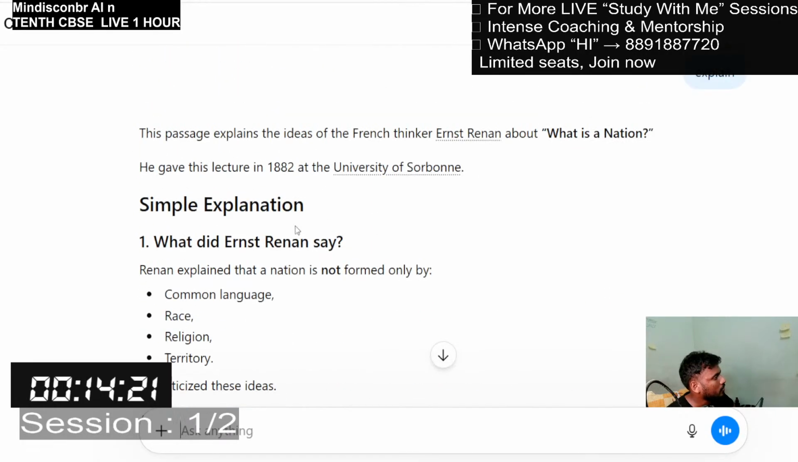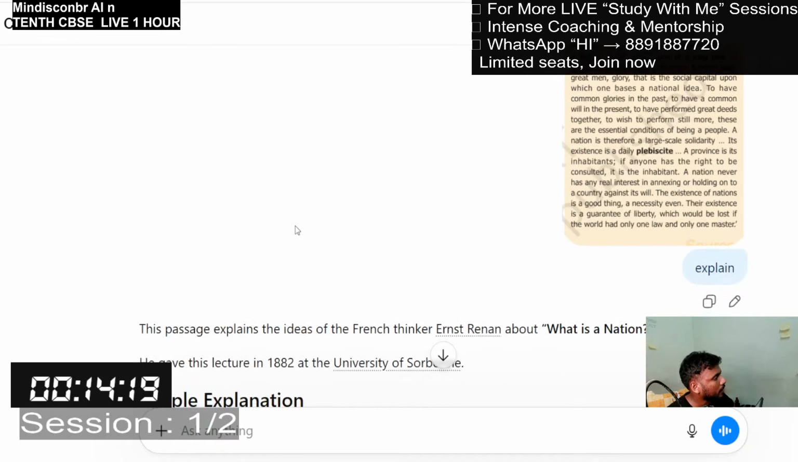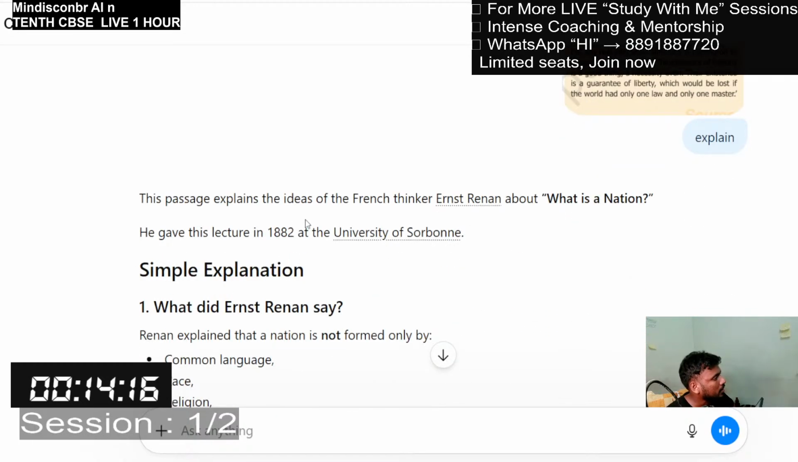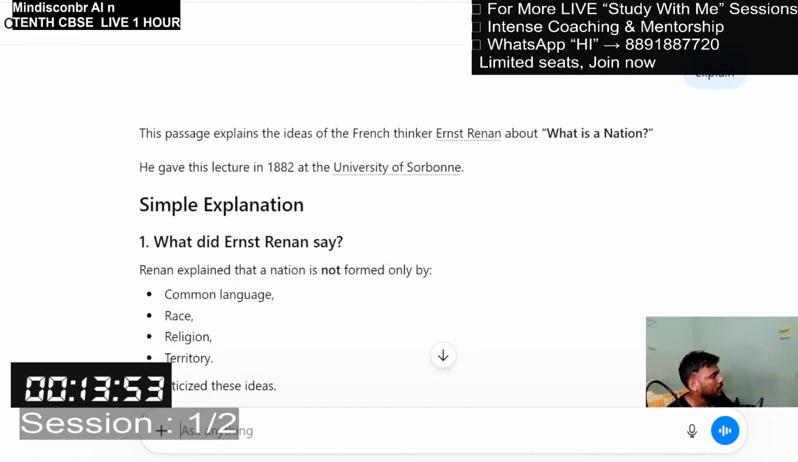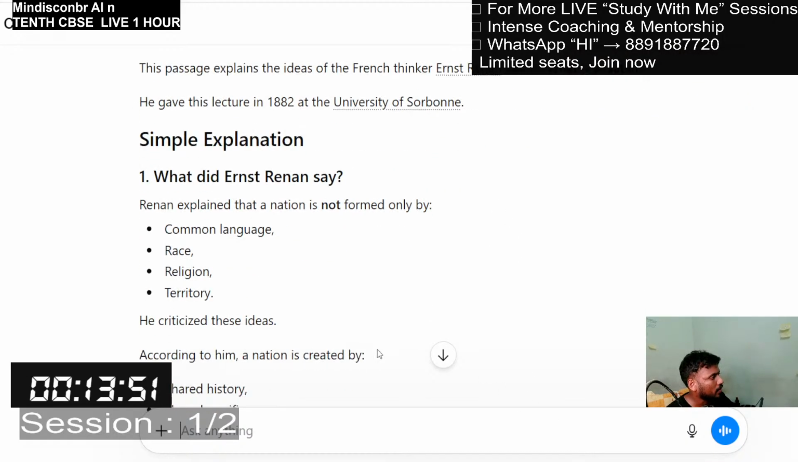We can look at a short version of this paragraph. This passage explains the ideas of French thinker Ernest Renan. Who was Ernest Renan? Ernest Renan is a French thinker. What is a nation? He asks this question. He gave this lecture in 1882 at the University of Sorbonne. Simple explanation. What did Ernest Renan say?